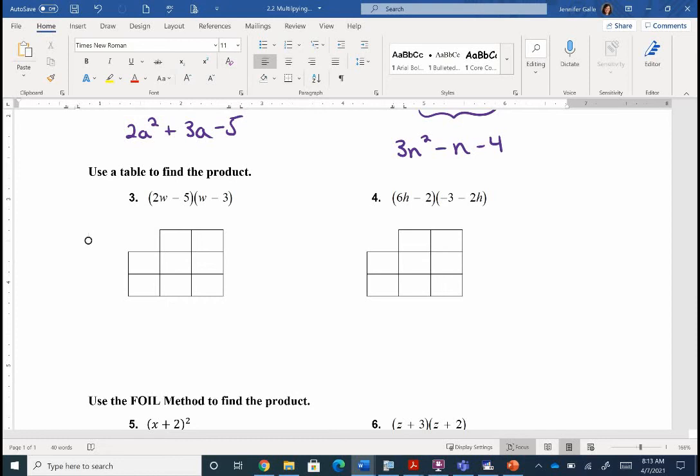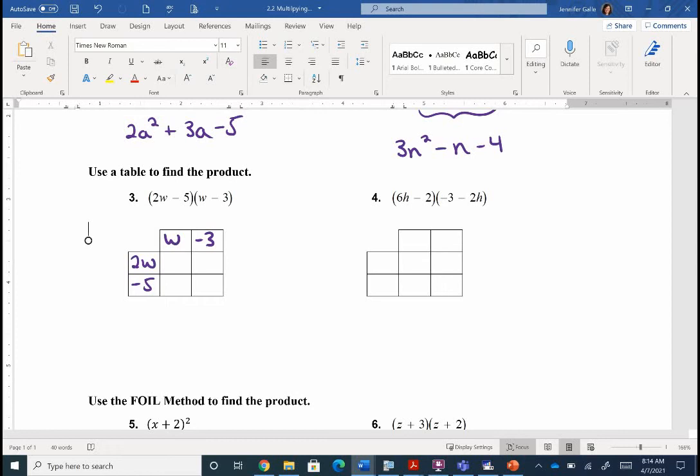What we do is we take our first binomial, the 2w minus 5, and we split it into those first two boxes. We take our first binomial and I put it in those first two boxes. Then I do the same for the second one. I have a w and a -3. So I take my two binomials and I write one in the first column and one in that first row. Then all I have to do is follow my table to do my multiplying.